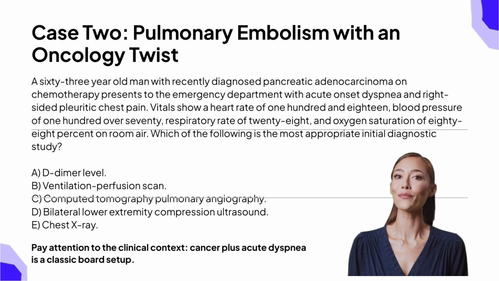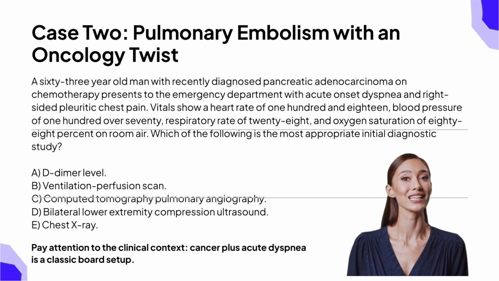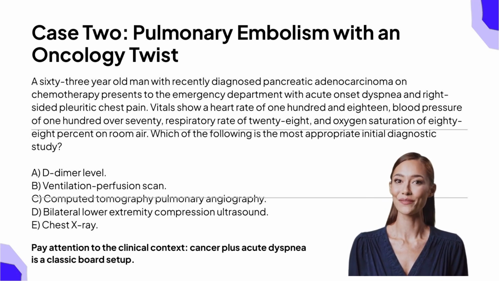Now let us tackle pulmonary embolism with an oncology twist. Read this stem. A 63-year-old man with pancreatic cancer on chemotherapy presents with acute dyspnea and pleuritic chest pain. His heart rate is elevated, blood pressure is low normal, and oxygen saturation is 88%.